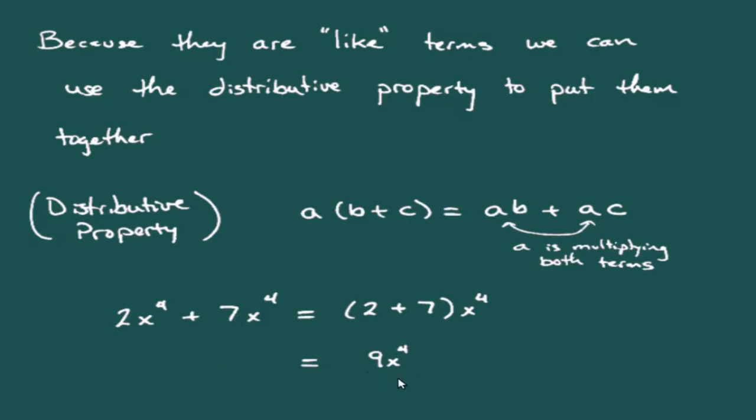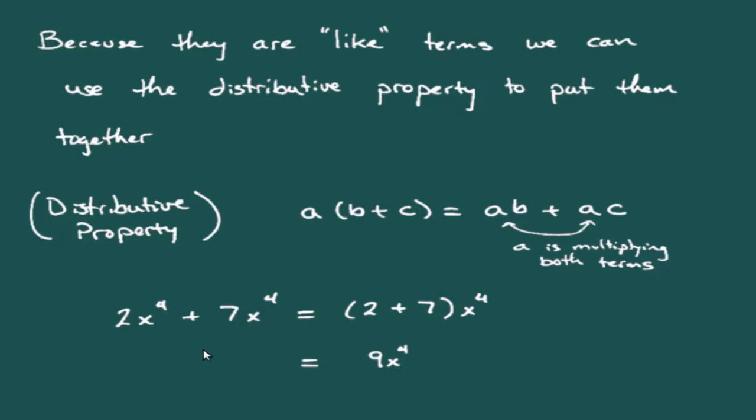And so the distributive property lets us put those things together, maybe not necessarily even thinking about this middle step, but we're just seeing that I've got 2x to the fourths and 7x to the fourths, so how many total do I have? I've got 9 of those things. And so because the placeholders match, I can put things together.